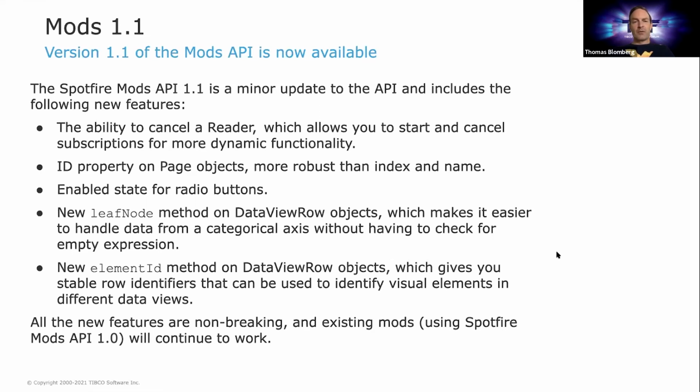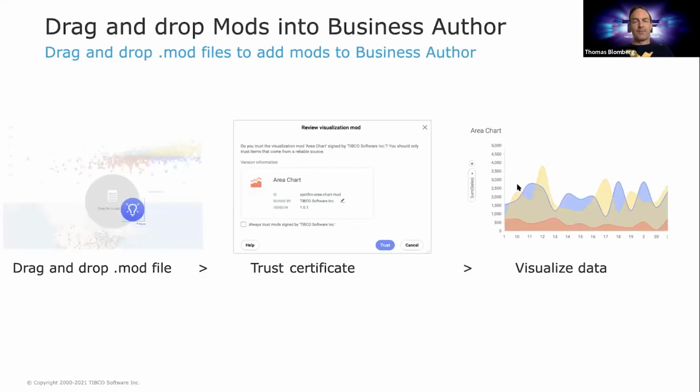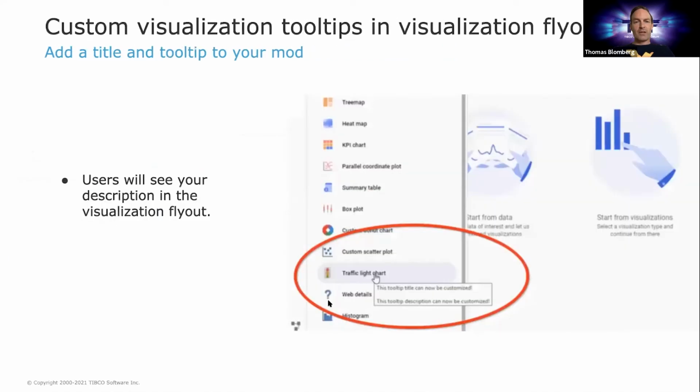And this is mods. We're keeping the momentum with mods. Once again, go to our community, check out all the mods available there, and read up. If you're a mods developer, read up on the new features in mods 1.1. Another mods-related enhancement is the ability to drag and drop pre-built mod files into Business Author. So even if you're using the web client, you can now download a mod file, trust the certificate, and visualize the data, in this case using an area chart. Really cool to have that in the web browser as well.